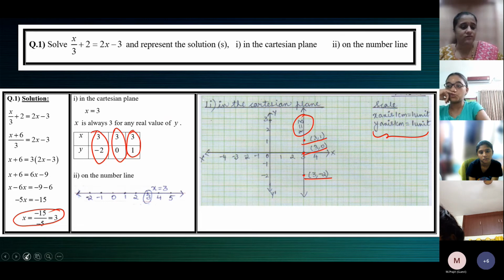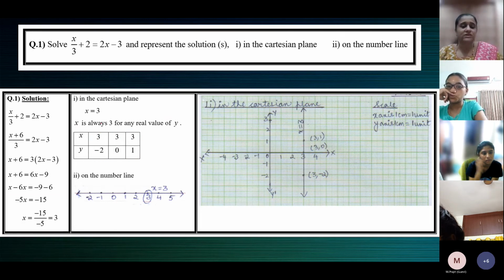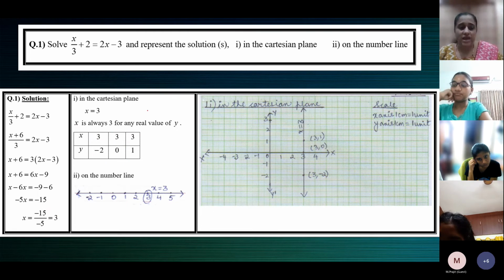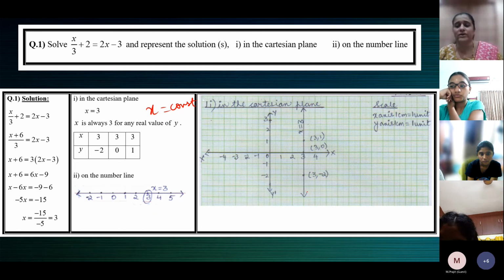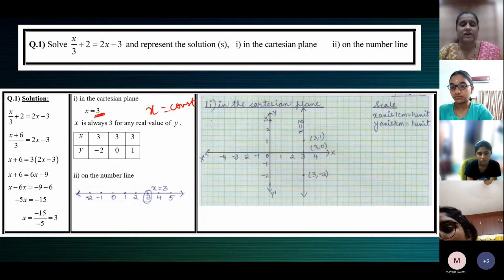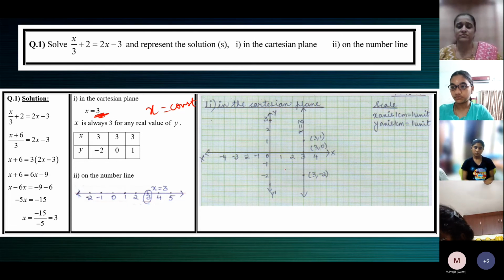And what you also observe, x is equal to 3 means the line will be parallel to the y-axis. X is equal to a constant, that means the graph will be parallel to the y-axis. You can see here, it's parallel to the y-axis. The graph of x is equal to 3 is parallel to the y-axis. And since it's a positive 3, it will be to the right of the y-axis. You can see it here.